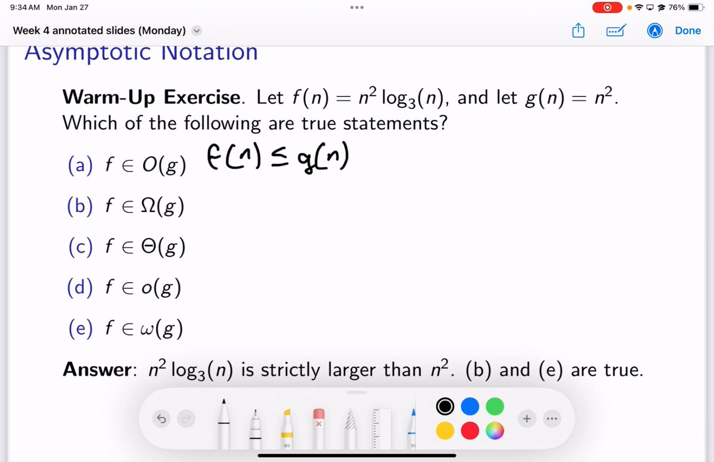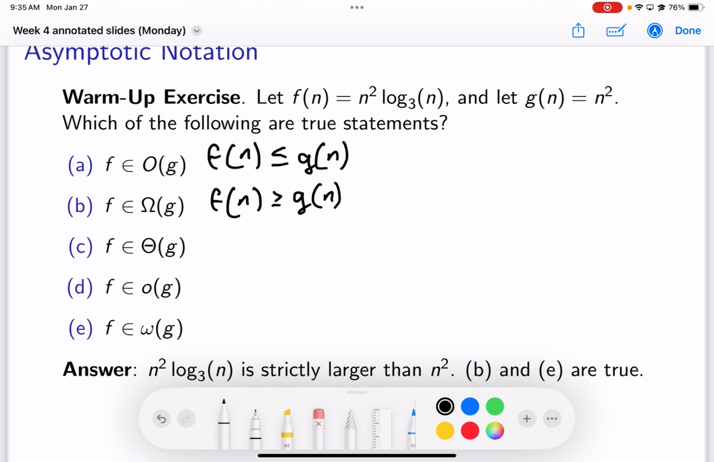So big O is like saying less than or equal. Big omega is like saying that it's greater than or equal. You all know this much already, and you can probably guess by the fact that the functions have the same degree, like the same highest power of n, but f of n has another non-constant multiplier. F of n should be larger, so b should be true. We see that here too.